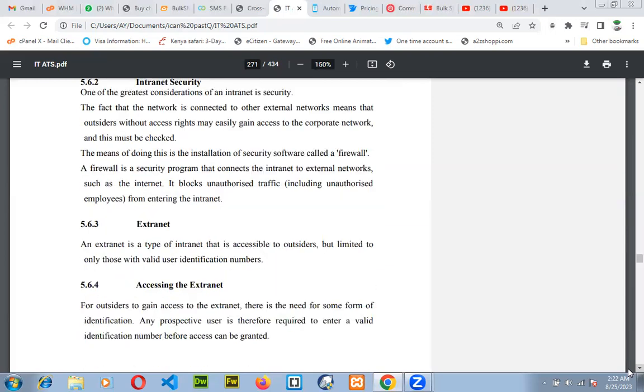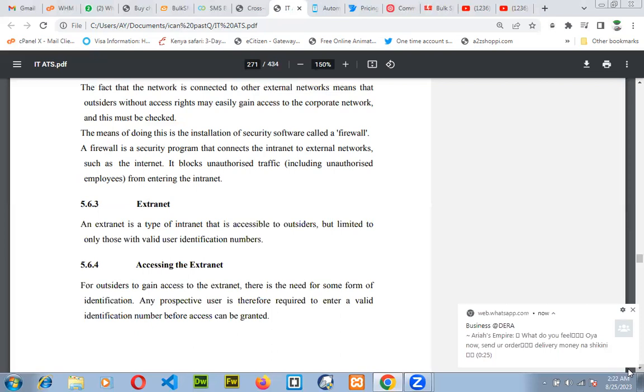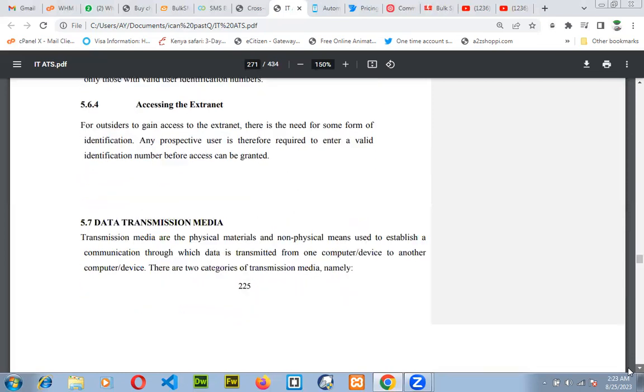So the extranet. An extranet is a type of intranet that is accessible to outsiders, but limited to only those with valid user authentication. For instance, an extranet is when the intranet gives an outsider the opportunity to access its information, which means the outsider will have a user login to be able to access that intranet. Simply put, like your online banking. Once you have a login, you can access your online banking and process transactions. Accessing the extranet, you can read that one.